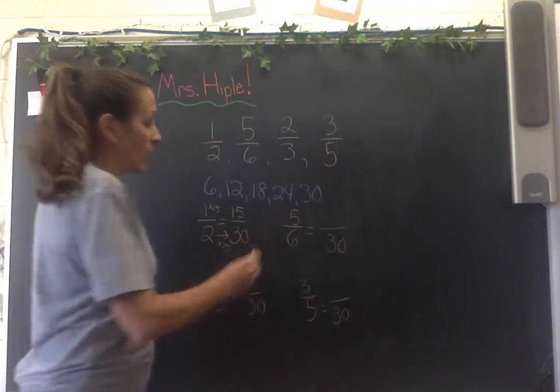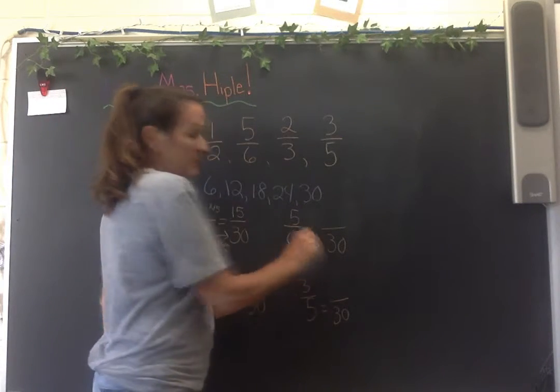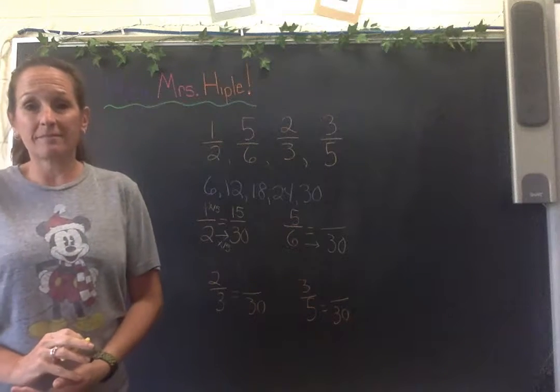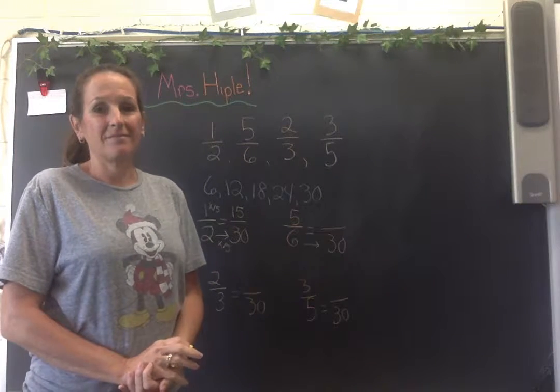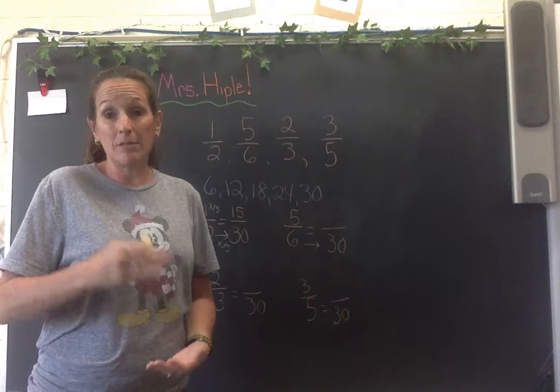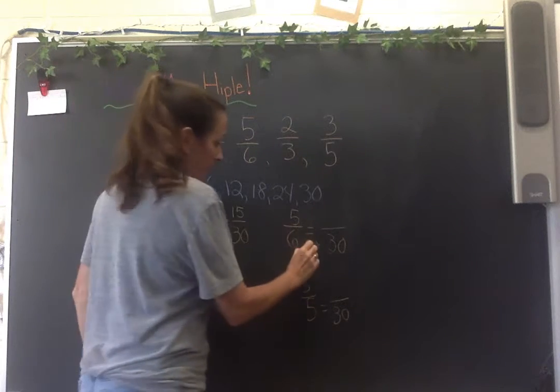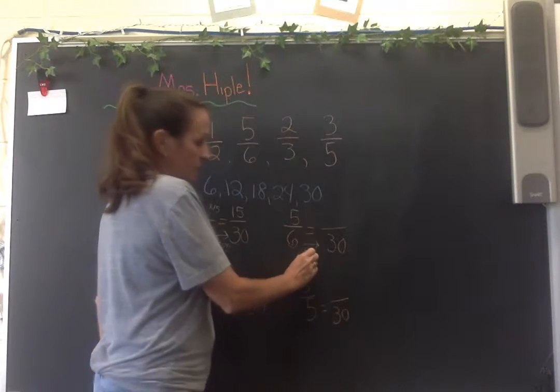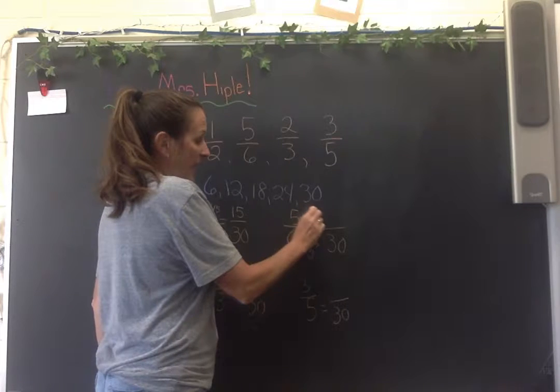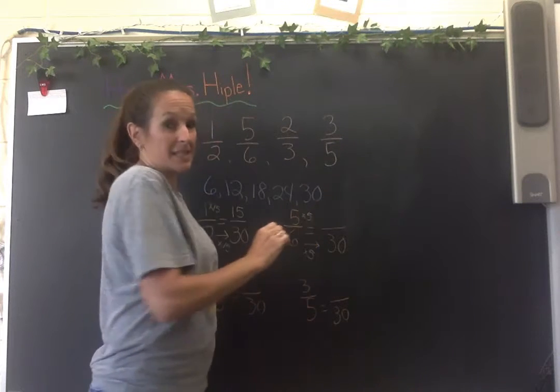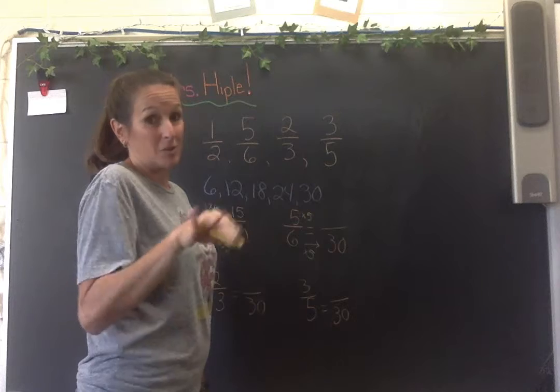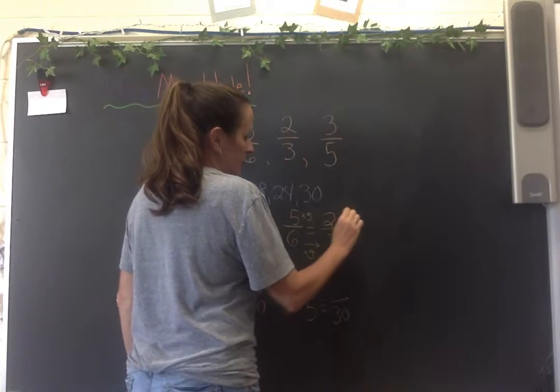Let's do the same thing here. How did I get from 6 to 30? 6 times 5 is 30. And so I need to do the same. 5 times 5 is 25. Okay, let's keep going.